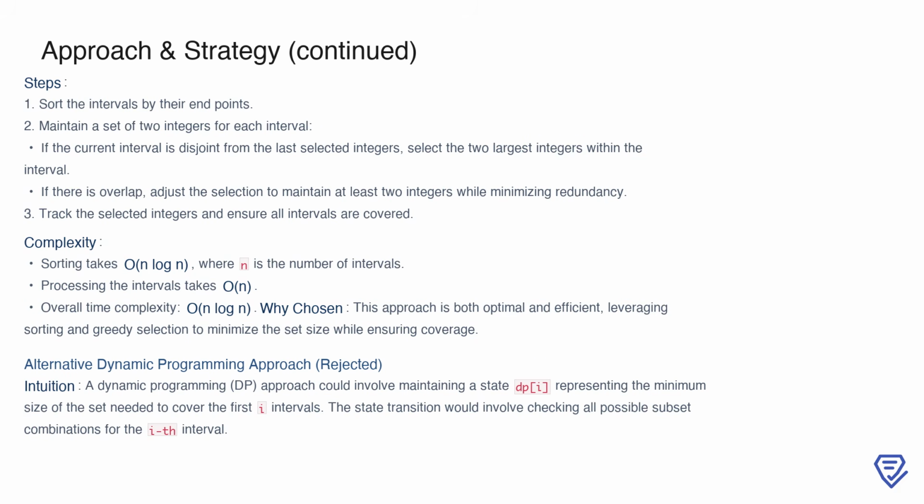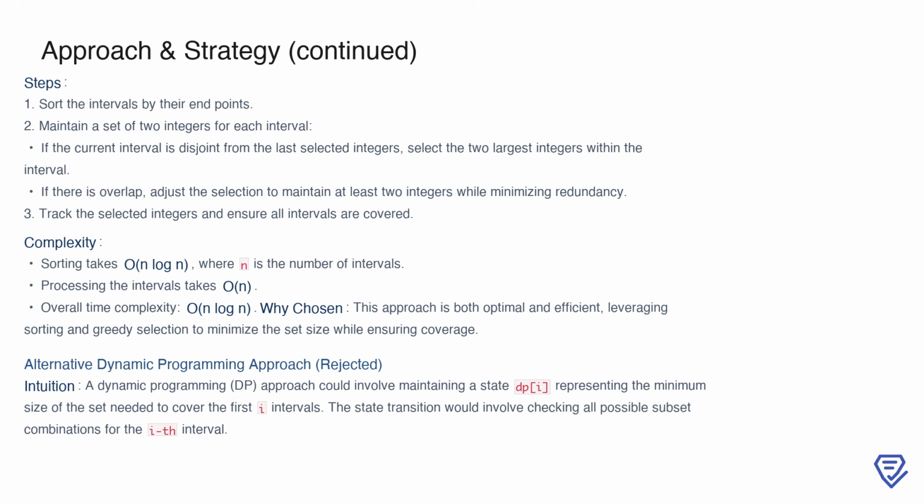To implement the greedy approach, we follow a structured set of steps. First, we sort all the intervals by their endpoints. Then, for each interval, we maintain a set of 2 integers to ensure the interval is covered. If the current interval does not overlap with the integers selected from the previous interval, we simply choose the 2 largest integers within the current interval. However, if there is overlap, we adjust our selection to ensure there are still at least 2 integers while avoiding redundant selections. Throughout this process, we keep track of all selected integers to ensure that every interval is properly covered.